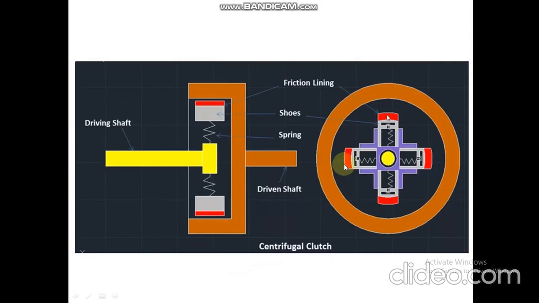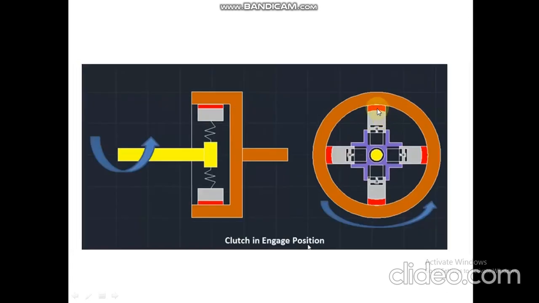In your centrifugal clutch, the shoe is acted upon by two forces. One is centrifugal force, which is acting upwards, and other is spring force, which is acting downwards. I'm only considering this shoe here. The spring force is acting downwards and centrifugal force is acting upwards. If the RPM of the driving shaft is less, then the centrifugal force will also be less and the shoe will not move outward, or we can say upward. But if the RPM of the driving shaft is high, then the centrifugal force will also be high and the shoe will move outward and touch the pulley like this.